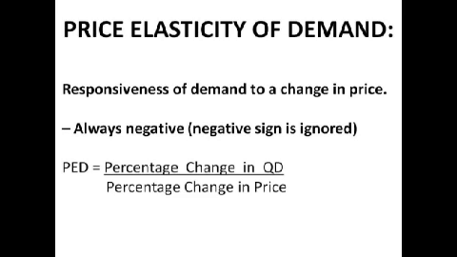PED, or price elasticity of demand, is equal to the percentage change in quantity demanded over the percentage change in price. Percentage change is calculated by dividing the change by the original. So say I was selling 40 books at £10 and then I was selling 50 books at £8. If we're doing the percentage change of the quantity sold, we'd have 10 over 40, because the amount that's changed is 50 minus 40, which is 10, and it'll be positive because it's an increase. So 10 over 40, which is a quarter, which is 25%.